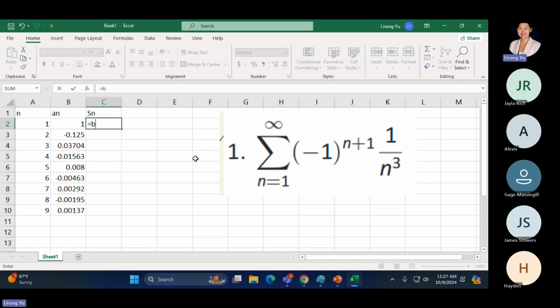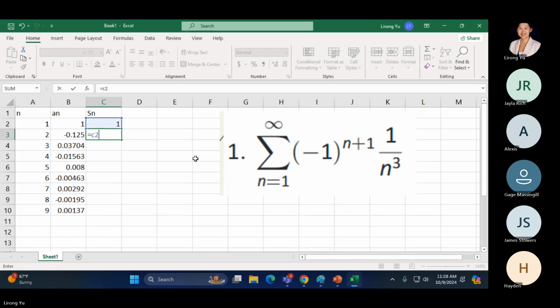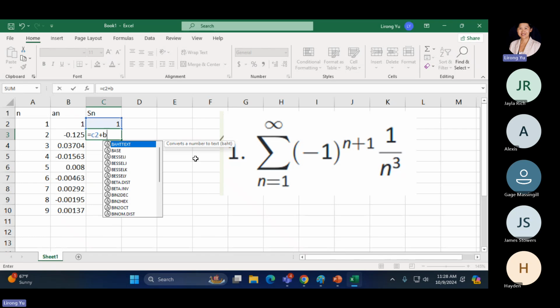Or just equal to whatever is in B2, right? This one equal to, I'm going to try cumulative. So this number will add that number, right? We're adding these two. So then A2 is adding A3, which is really A1 plus A2. So that would be whatever is in C2 plus that was in B3.